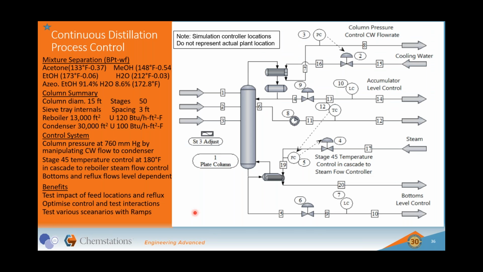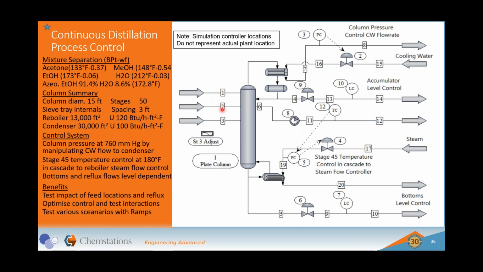This is an example of continuous distillation. We're distilling acetone, methanol, ethanol, water. We've got a dynamic column here, and we've got a control system controlling the pressure here. So what we're basically doing here, we're controlling top pressure by manipulating the cooling water flow. We are controlling the reboiler on level control, and we are controlling the steam on the temperature of a stage. So we've got a stage temperature here, we've got a lag introduced here, and this is cascading to the steam flow controller in cascade. So that's a full system control loop there.